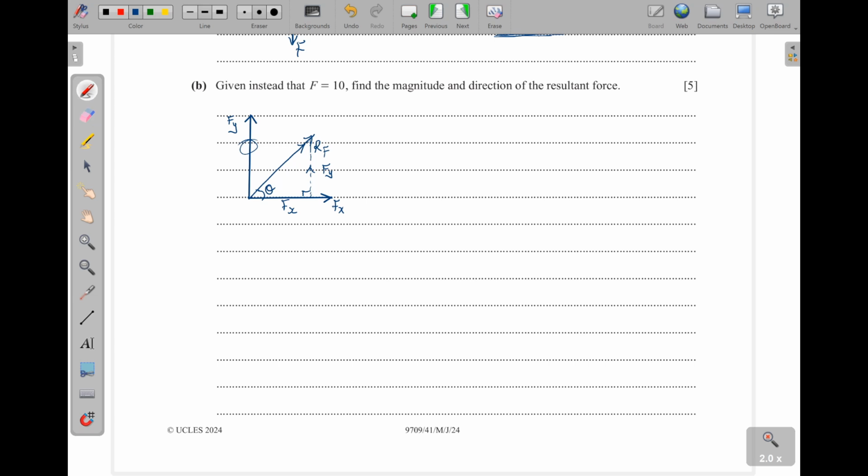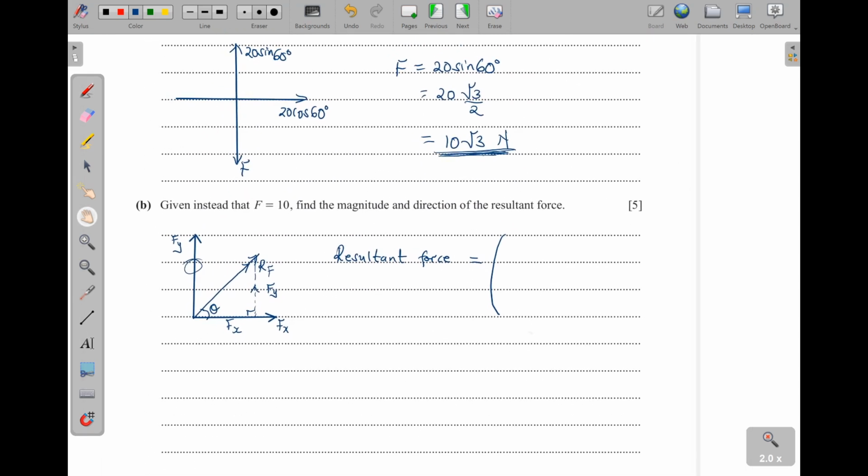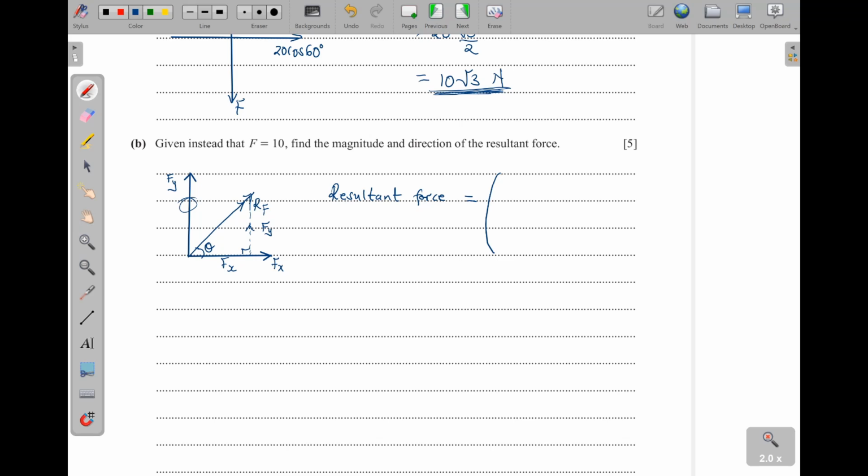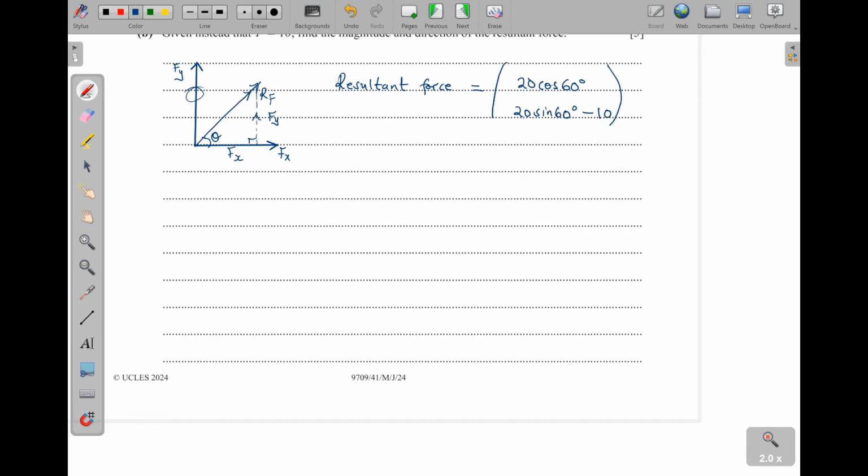Now, let's begin. So our resultant force, in x, I'm going to write it as a vector. Fx is going to be 20 cos 60, and then the one in y is going to be, since it is going up, 20 sin 60 minus the 10.